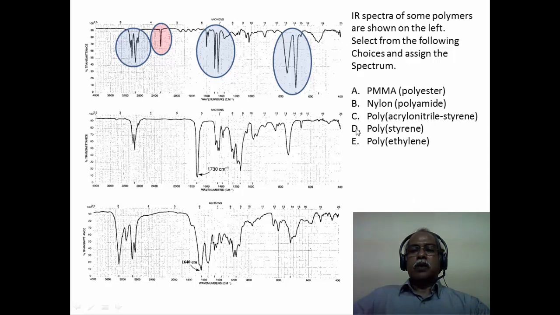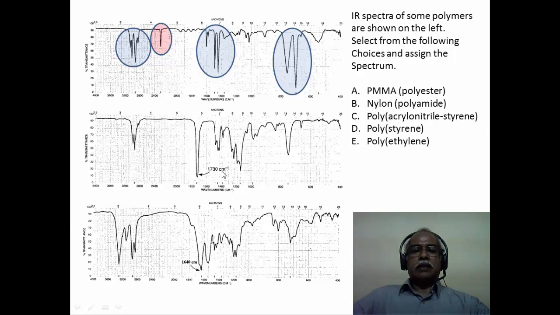D as an option is also ruled out now because the carbonyl functional groups are there in the other 2 spectra. So, one can rule out D also in this particular case. So, D and E are ruled out. One has to deal with ABC. Now, we have identified this compound to be C, which is the polyacrylonitrile styrene.